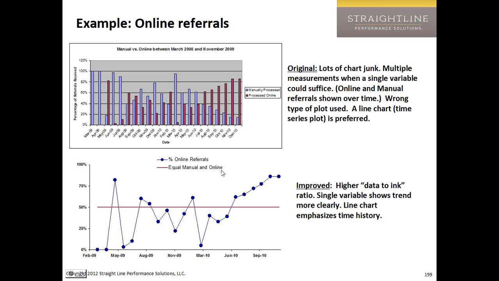Here's what we came up with. We put an equality line for 50-50, and we wanted to show essentially the percent of online referrals. By looking at this, you can clearly see that the online referrals is increasing over time in a way that's very, very difficult to get out. You can certainly see it eventually in the top one if you really look back and forth. But why have two things going on there when you only need one? Okay. We've also removed a lot of chart junk.